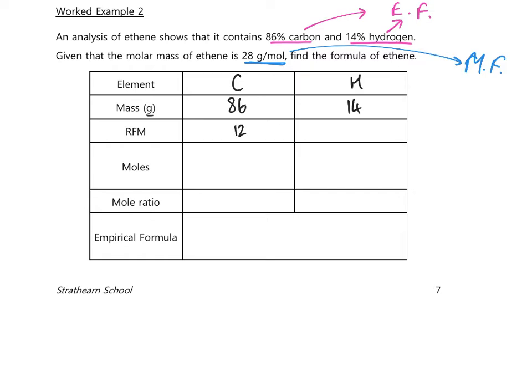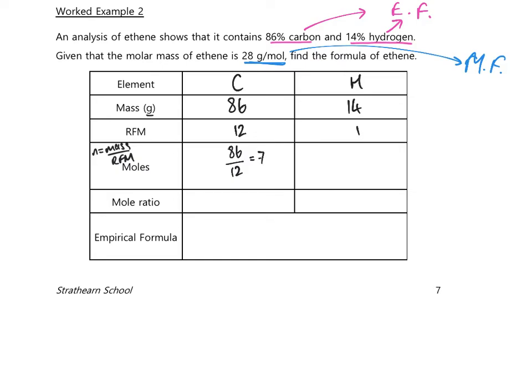The RFM of carbon is 12. The RFM of hydrogen is 1. Then we need to calculate the number of moles by using n equals mass over RFM, because remember, we can't just put the masses in ratio to each other. So for carbon, it's going to be 86 divided by 12.